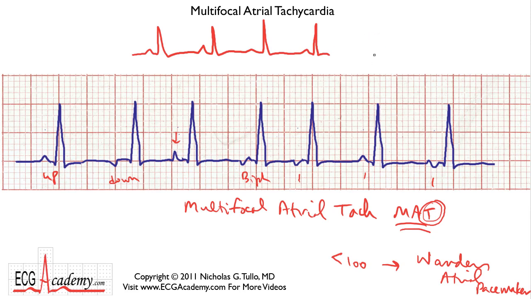We'll talk more about that in the advanced course, but even during sinus arrhythmia, you can see minor changes in the P wave morphology as the electrical signal emerges from different spots from the sinus nodal complex. But here you clearly see there are some P waves that are completely upside down, some are biphasic, some are taller than others, and so this is an example of what multifocal atrial tachycardia looks like.